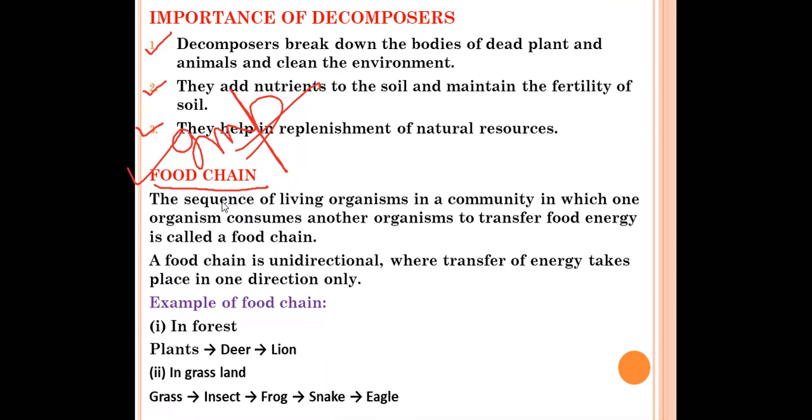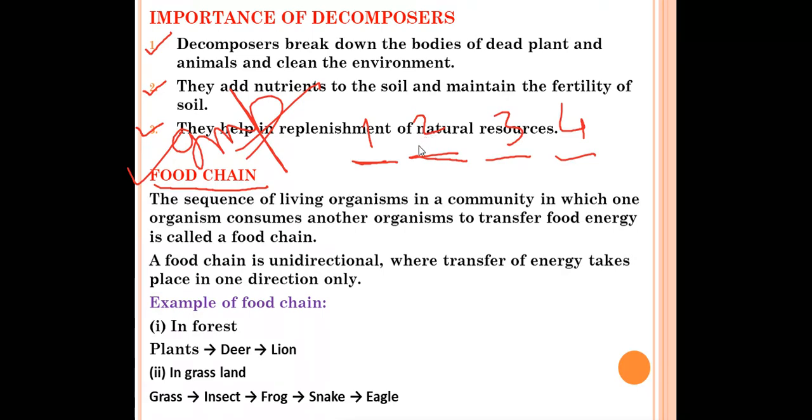Now we'll have a look at the definition. The sequence of living organisms. Sequence means it will form a chain like this. One organism will be present over there, and they will form a long chain. The sequence of living organisms in a community in which one organism consumes another organism to transfer food energy is called food chain. In this, what will happen? First of all, suppose I take an example. Organism number 2 will eat 1, 3 will eat 2, and the 4th organism or animal will eat the third organism. Like this, what will happen?